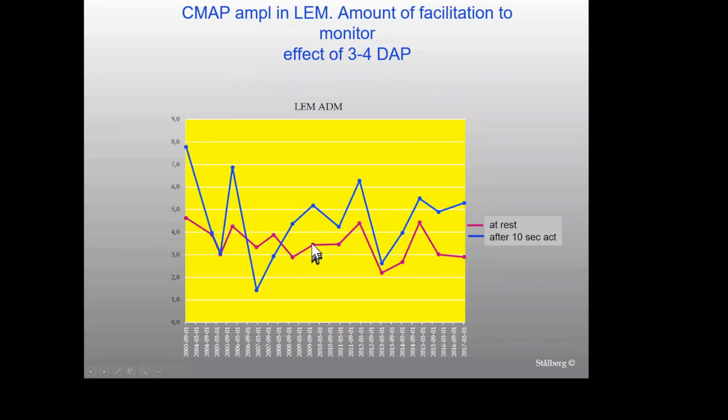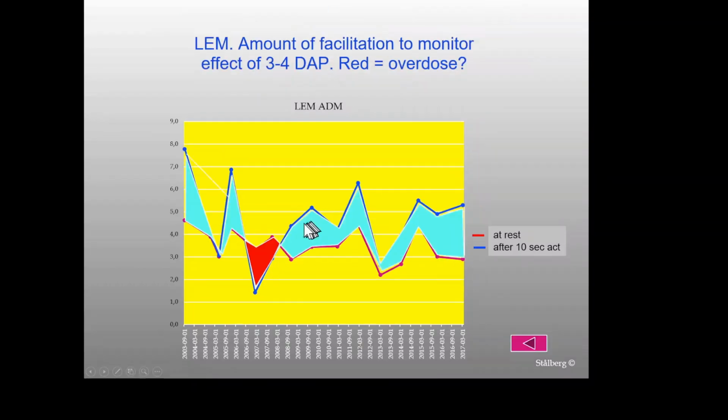Here, for example, we have this amplitude at rest and this amplitude at activation. So a little more drugs can probably help to fill in this gap. And here's another plot of the same thing where we can follow the patient and the amount of treatment. Here he was obviously over-treated, so then the activation gave a deterioration of the CMAP.